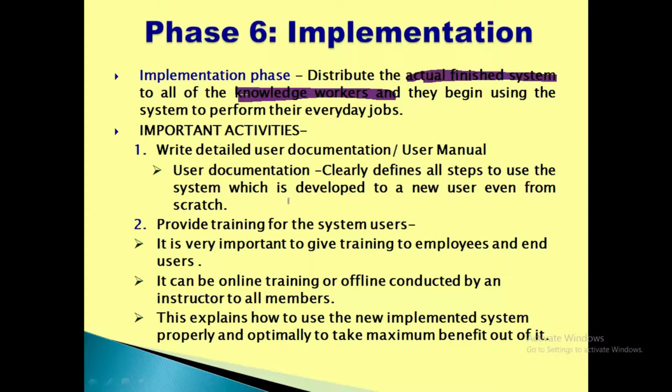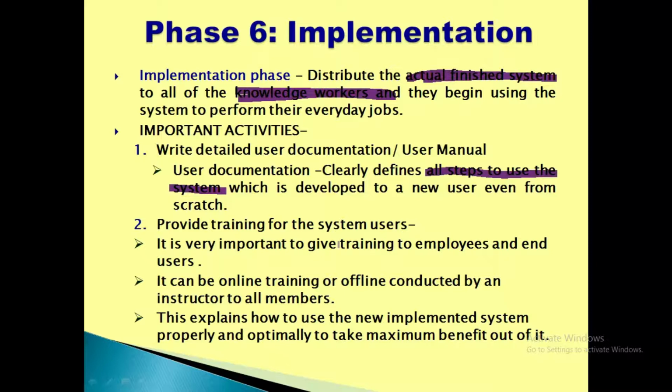So the important activities to be done here are, number 1, write detailed user documentation or a user manual. This is a very important document here. User documentation clearly defines all steps of how to use the system. Any new user using the system can read the user documentation, go through the user manual and easily use the system. For example, you are buying a new fully automatic machine. You don't know how to use it. Its user manual tells you how to connect it and use it.